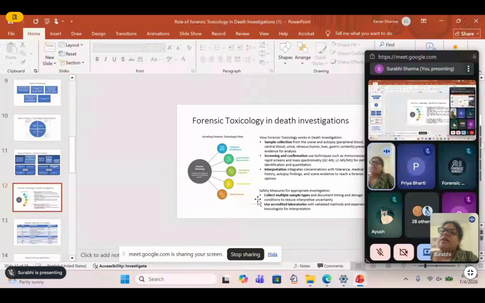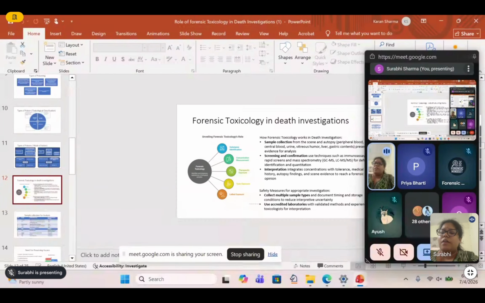Then we have screening and confirmation. For screening, we do particularly the chemical tests. I have told you about the chemical tests also. We have Ryan's test, Marquis test, Scott test. There are many tests which are done for the analysis of drugs.